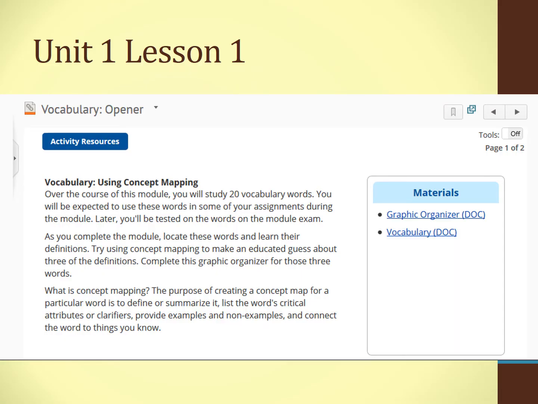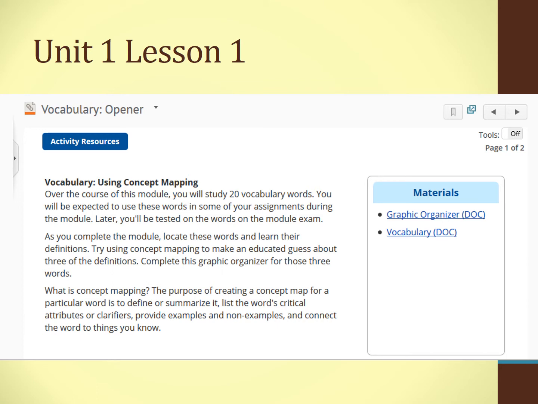All right, so in Unit 1, Lesson 1, at the beginning, as you're walking through your lesson, you are going to have a vocabulary assignment. This is just a screenshot of exactly what it's asking you to do in your assignment. So you'll find these same directions in your lesson, but I just wanted to highlight a couple of things.